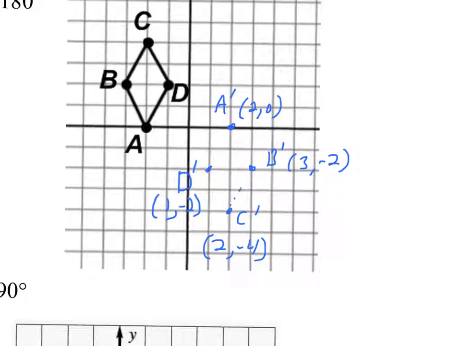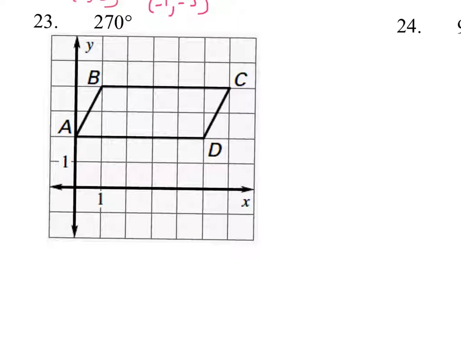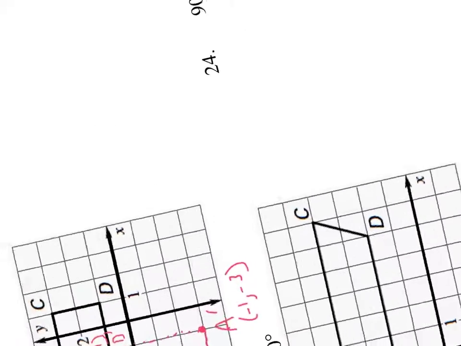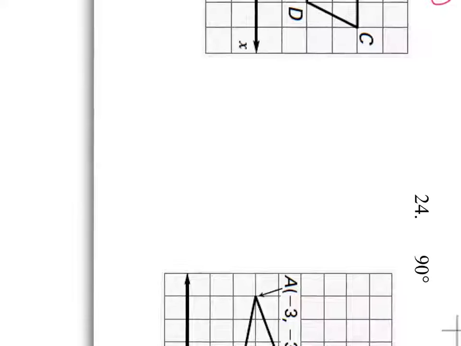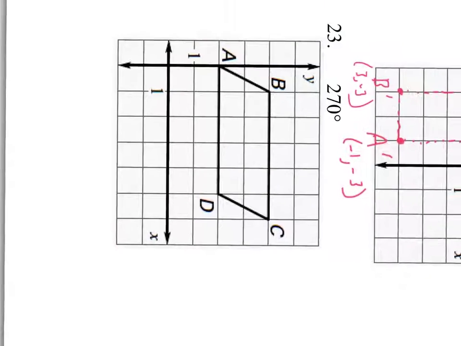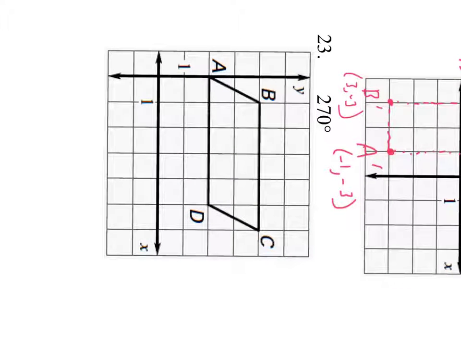So if you're rotating about the origin, that's probably going to be the easiest way to do it if you can visualize it. Now, we did talk about some other ways of doing a rotation. When you look at number 23, sure, we can just rotate this. And we're rotating 270 degrees, so that's 90, that's 180, and this is what 270 would look like. And so, I think it's probably easiest just to count where these coordinates are according to the origin here.